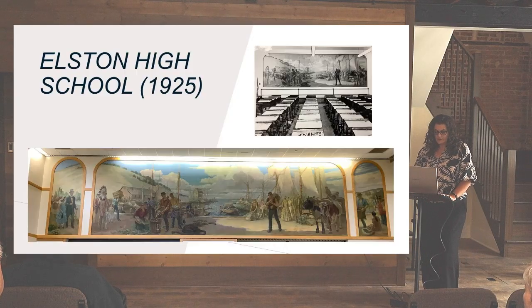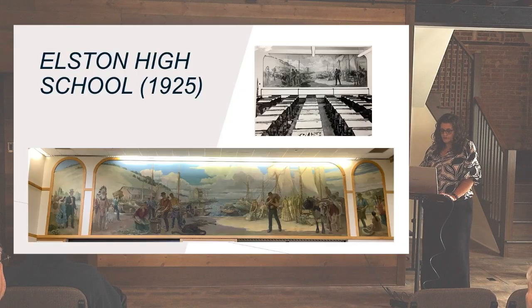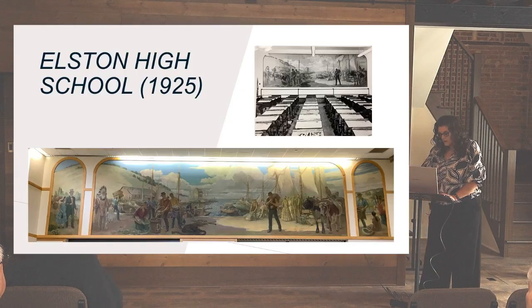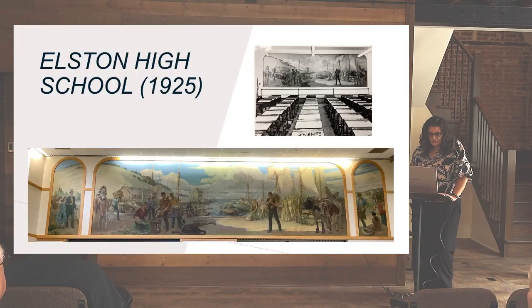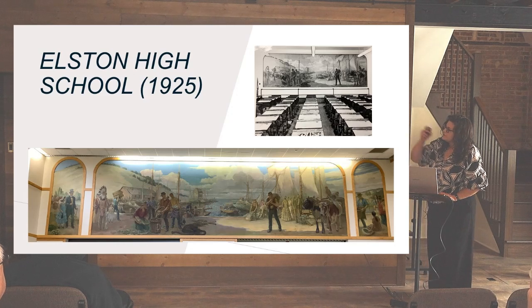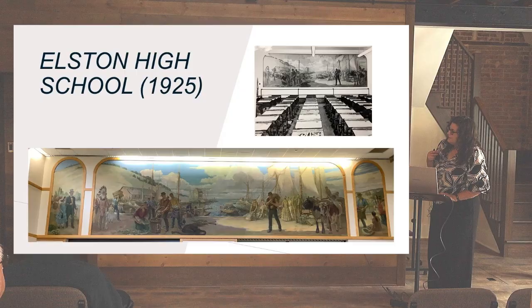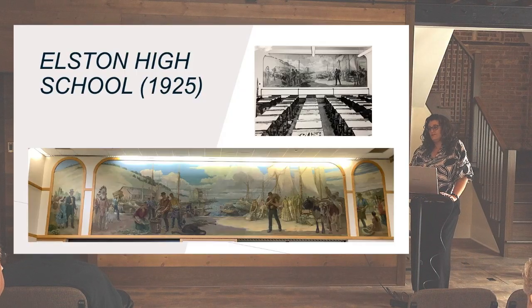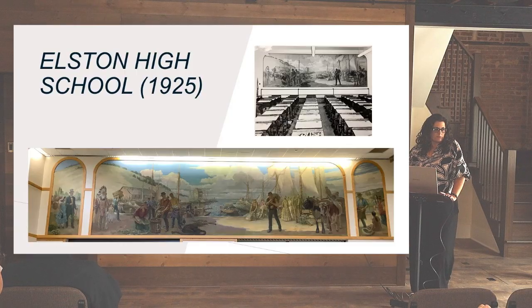But this mural, as you can see, is in 3 pieces. It's 400 pounds. The center canvas measures 32 feet by 10 feet, and then the smaller ones measure 4 feet by 10. It covered the east wall of the 3rd floor study hall at the Elston High School in 1925 until it was removed for restoration in 1979, which you can see in the top photo is of it in the study hall.